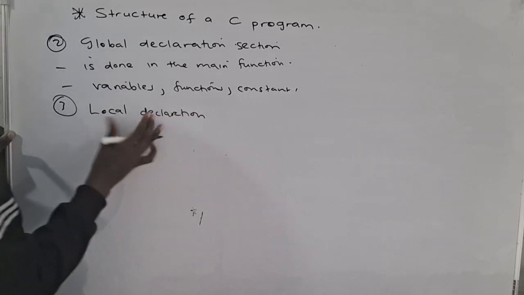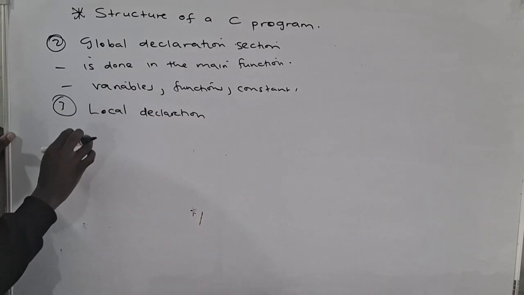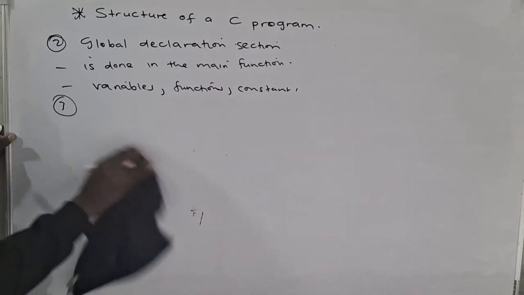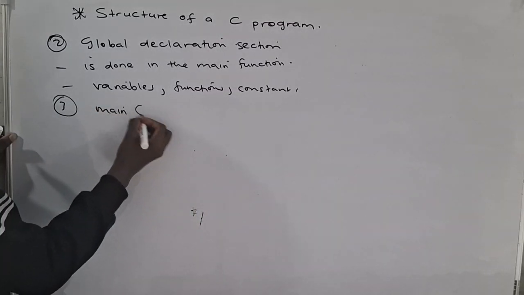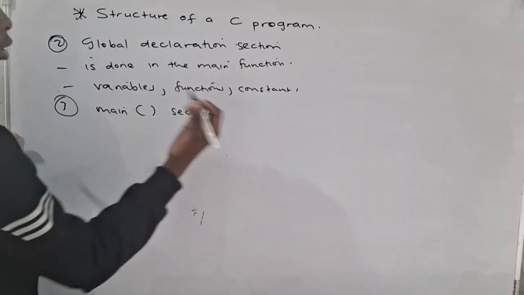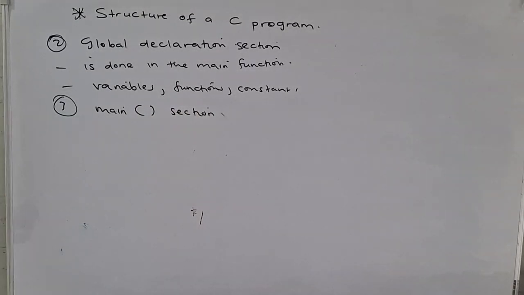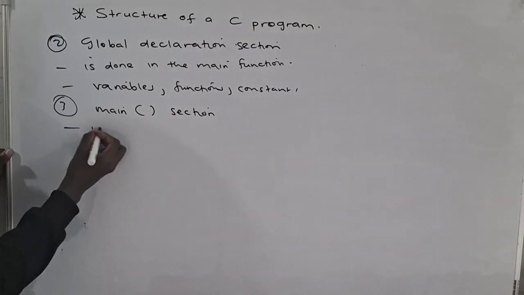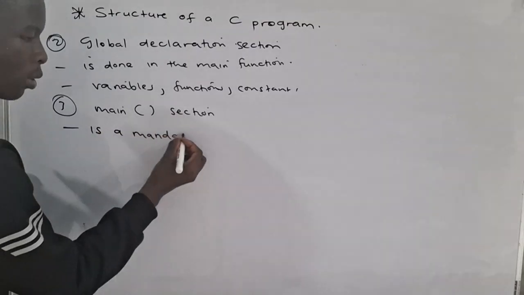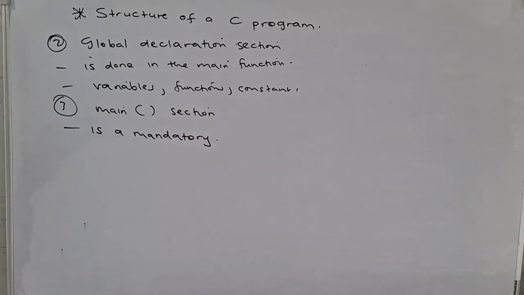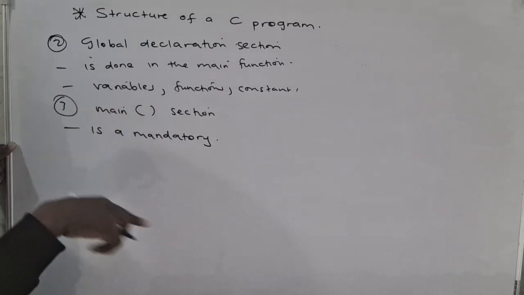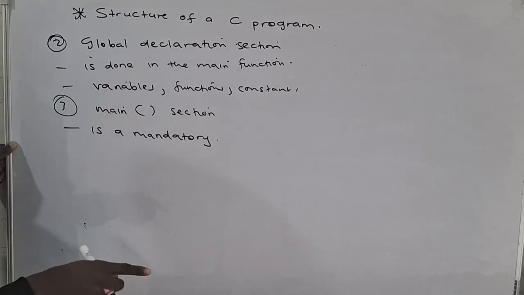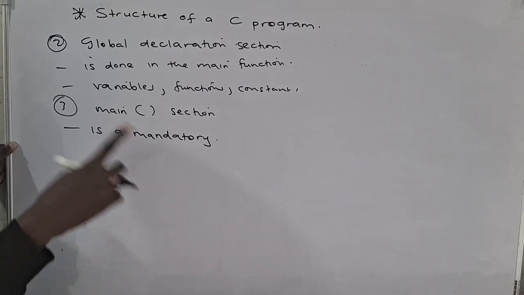But I can say this is the local. This is part of the structure. The thing that I have here, I can say we have what we call the main function section. So whenever you are writing a C program, you should include the main function. This is mandatory. The main function is a what? Is mandatory.